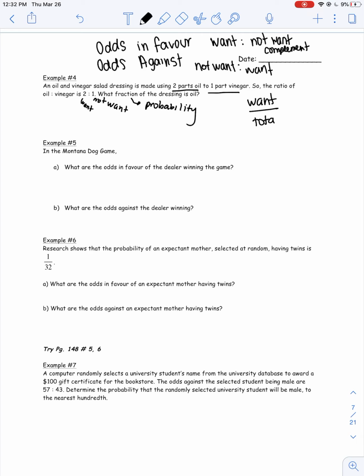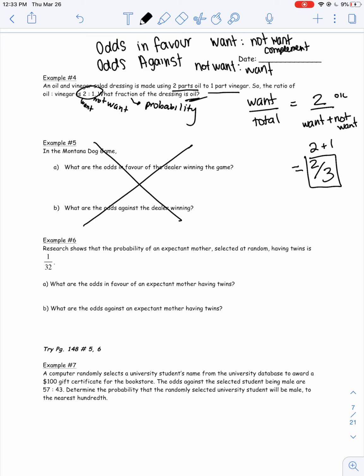Probability should always be written as what you want over your total. So how we get that is our want is oil. Well, we know that there are 2 parts oil. So that's going to be our want, oil. Our total comes from always adding our want plus our not want. So in our case, we're going to add 2 plus 1. So we get that the probability is 2 from the oil. And our total, the want and the not want, meaning add these two numbers together, you should get 3. So that's our answer.